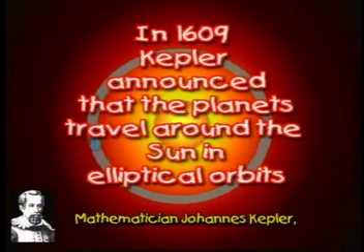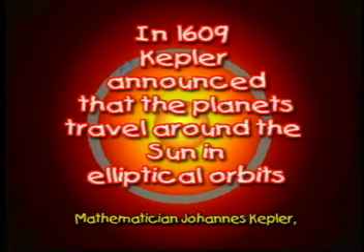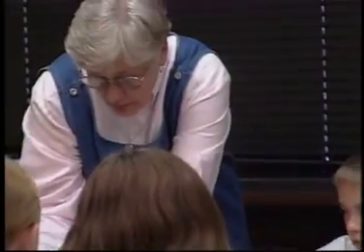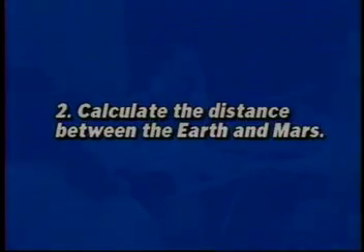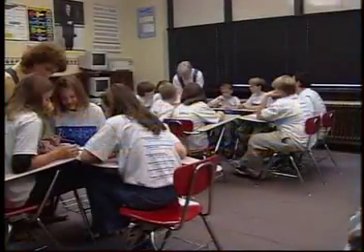When you think of the Earth or Mars orbiting a planet, you might think that the orbit is in the shape of a circle. It's really in the shape of a squashed circle, or an ellipse. The German mathematician and astronomer Johannes Kepler discovered this fact a long time ago. In this activity, you'll use measurement and observation to understand the meaning of the eccentricity of an ellipse. You'll calculate the distance between Earth and Mars, determine the lengths of their orbits, and learn about their orbital rates as compared to their distances from the Sun.